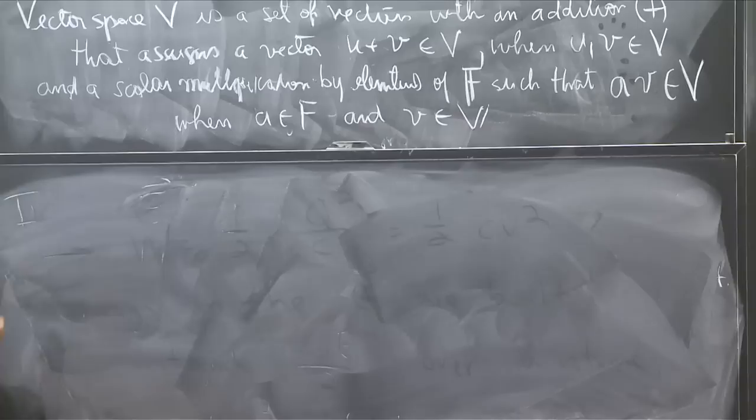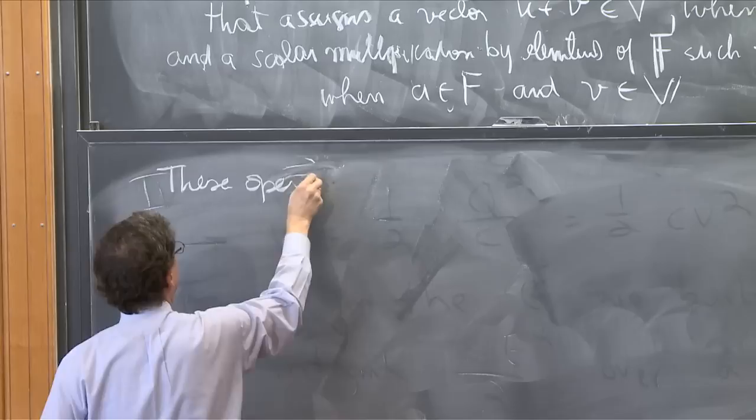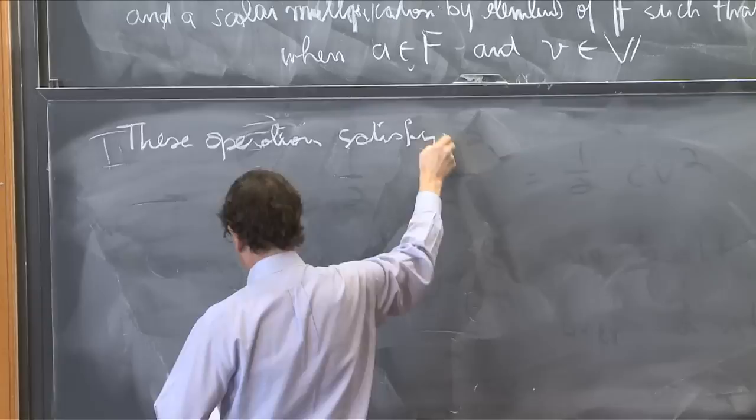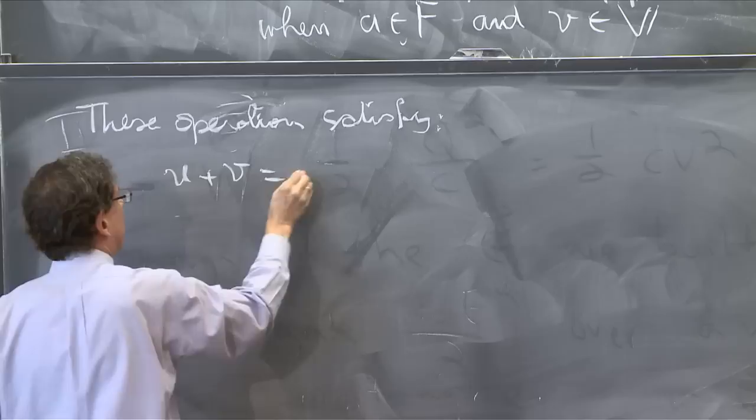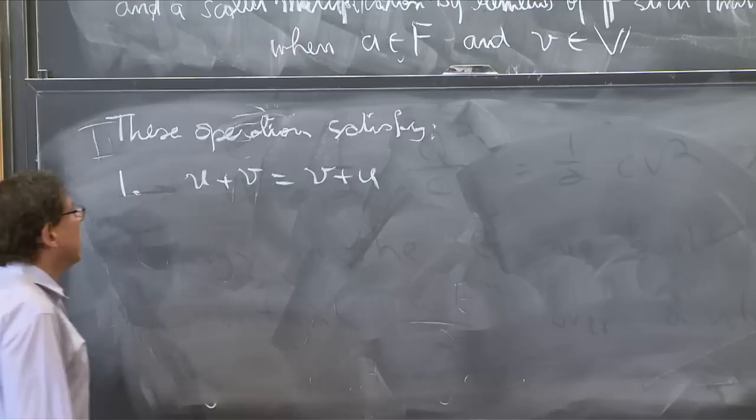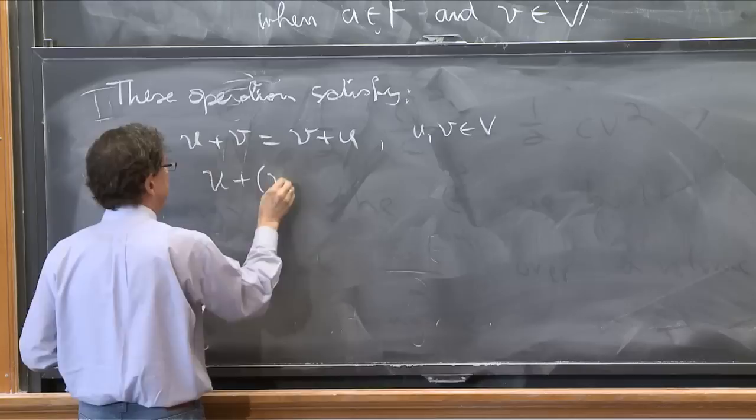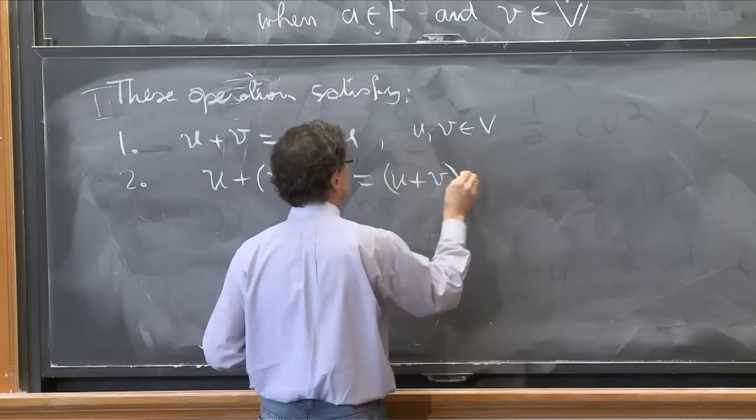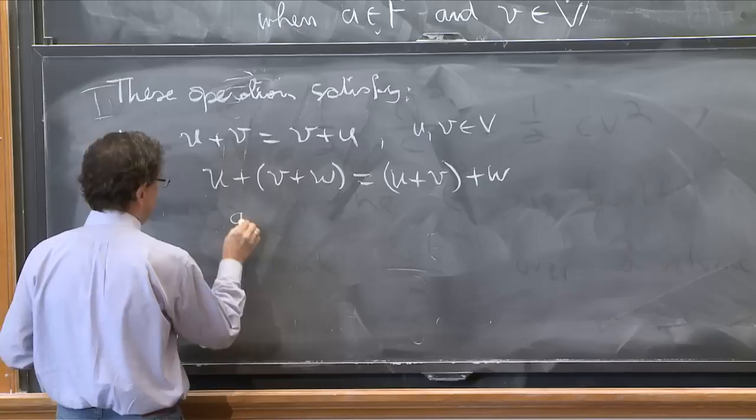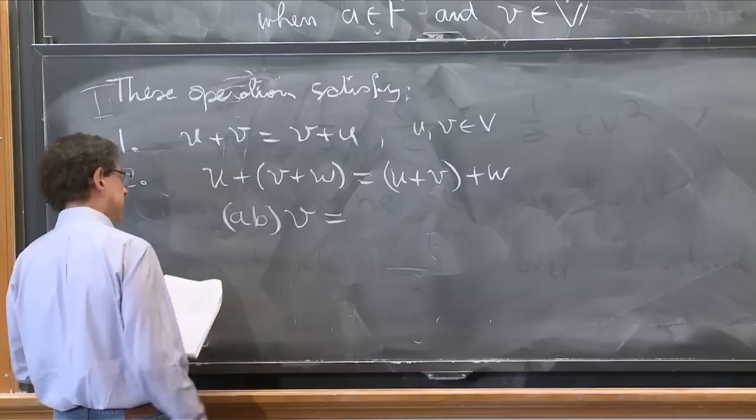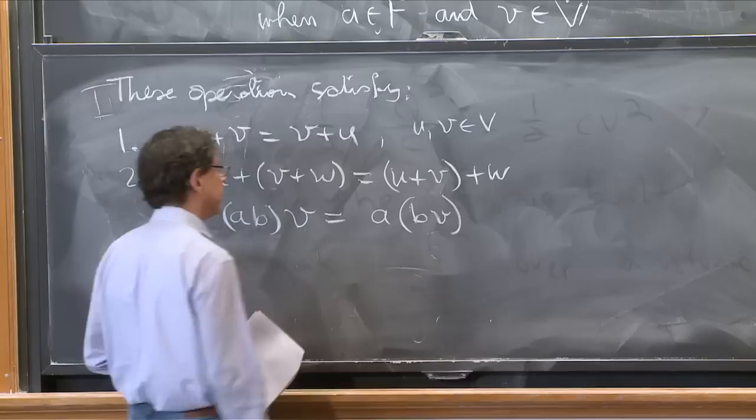These operations satisfy: 1. u plus v is equal to v plus u. The order doesn't matter when you sum vectors. And here u and v are in V. 2. Associative: u plus v plus w is equal to u plus v plus w, with the grouping irrelevant. Moreover, for two numbers, a times b times v is the same as a times bv. You can multiply with the first number on the vector, and then with the second.